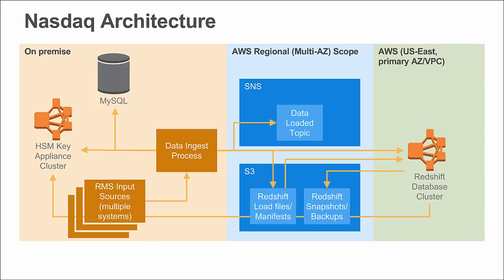And as you can see from their architecture, going from left to right, left is their on-premise environment. Again, data is coming from outside of AWS. Nasdaq actually runs SafeNet HSMs outside of AWS. I think they run 4 of them in highly available configurations that provide keys into the system. They use SNS to control their data loading, which is our essentially event notification service.